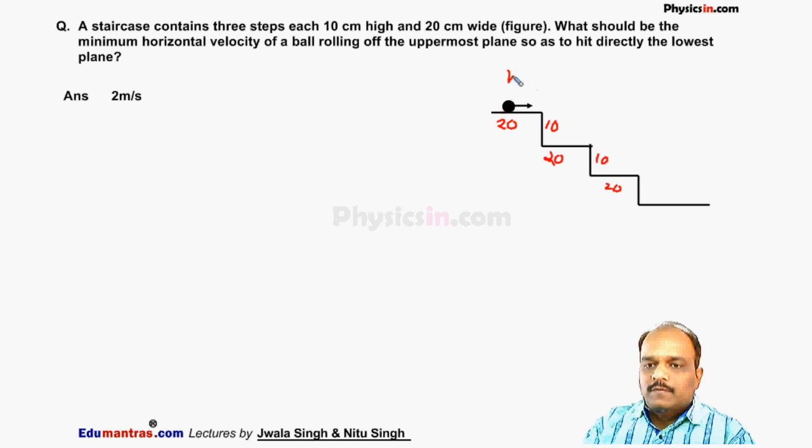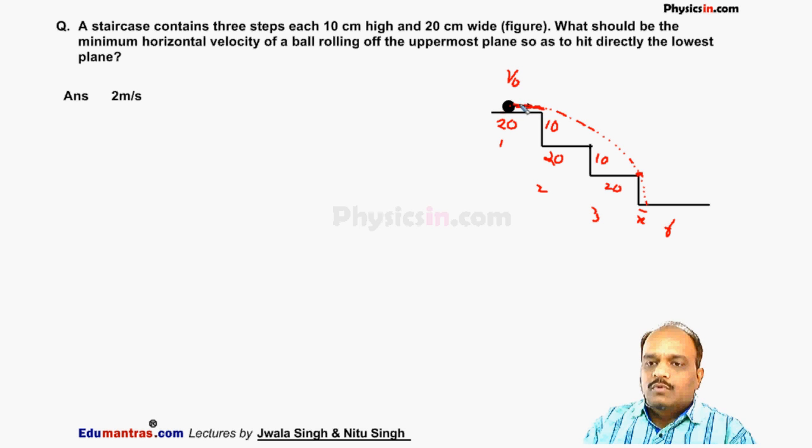Suppose this ball is moving with the speed v. Now we have to calculate with what minimum speed it is moving such that after leaving this first step, this is first, second and third step, this is floor. So after leaving this first step, this ball directly strikes the ground. It is possible when this ball reaches this point. If this ball reaches this point, then again it will fall on horizontal ground somewhat here at some distance x.